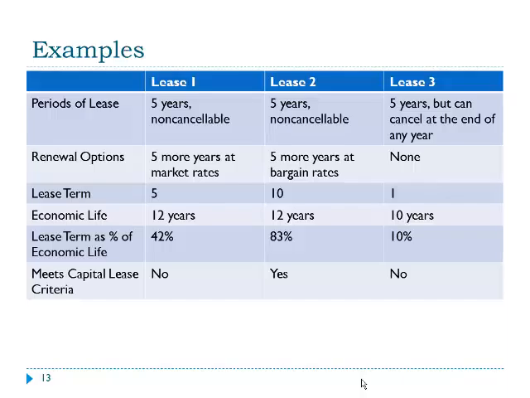Lease 3. If we have a lease that has 5 years, but the lessee can cancel at the end of any year, and there are no particular renewal options, this is a description of a 1-year lease term. That's the only obligation that there is. If the economic life were 10 years, then the lease term as a percentage of economic life would be just 10%, and it certainly would not be a capital lease based on this criteria.